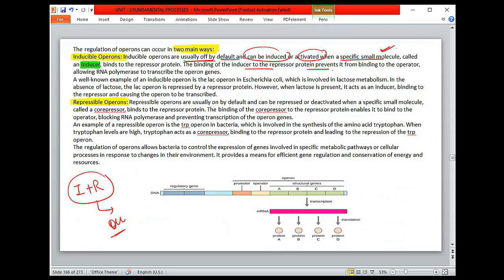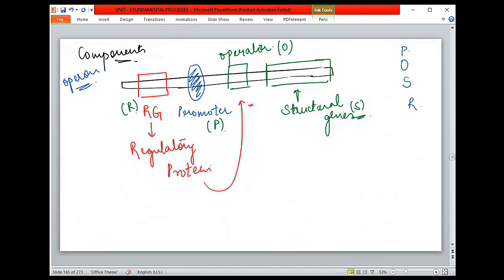That means simply the inducer would be synthesized, and it would go and bind to the regulatory protein. Then you need not work in any manner, just sit and relax.